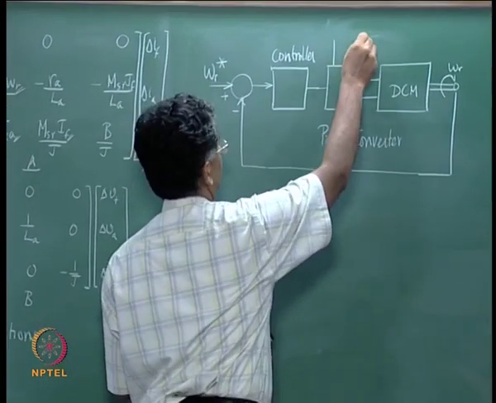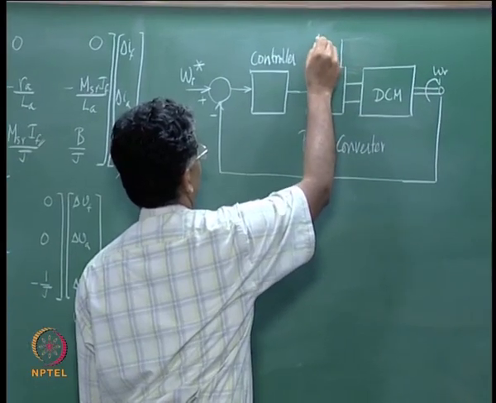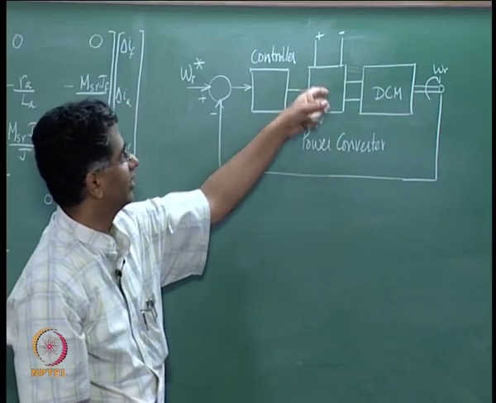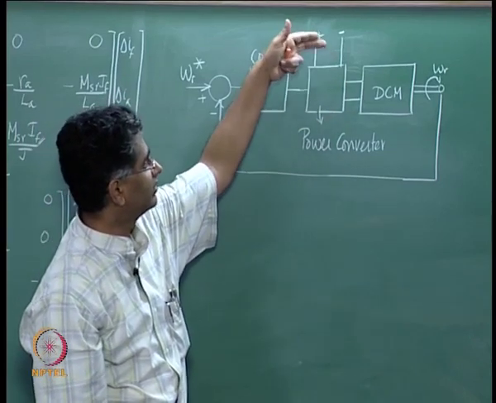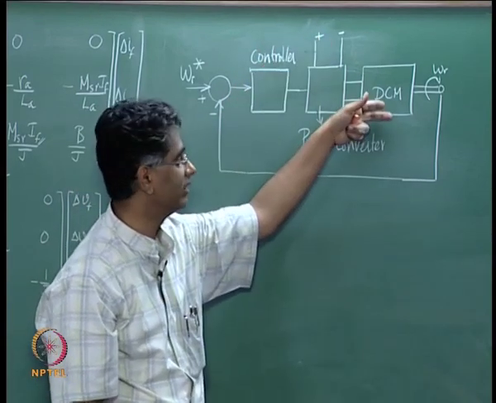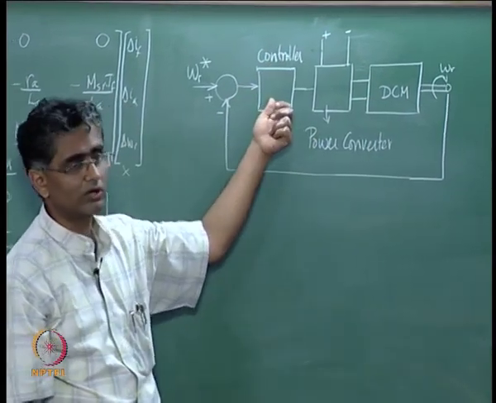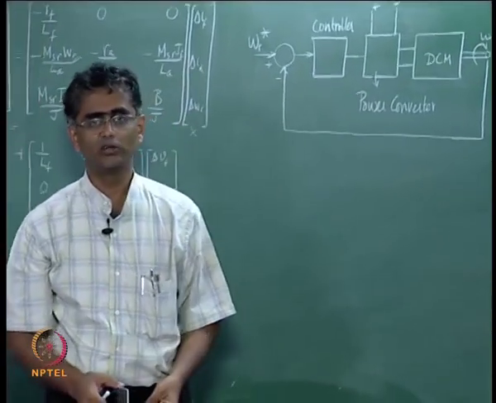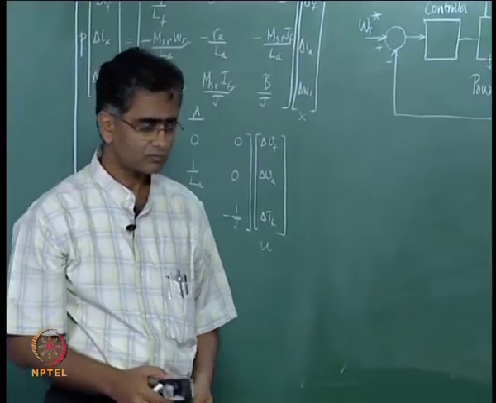You would probably supply this with DC voltage, and this is then going to determine in what manner the DC supply that is available is going to be conveyed to the DC machine based on what the controller says. So this is then a typical closed loop system.